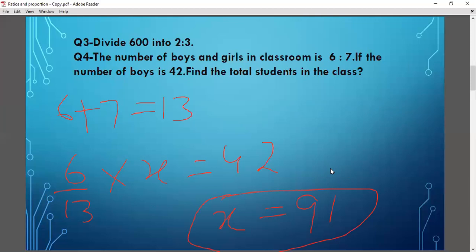So in this particular question, they can even ask you to find the number of girls. So in order to find the number of girls, you need to simply subtract 42 from the total value 91. You will get your answer as 49 for the number of girls.